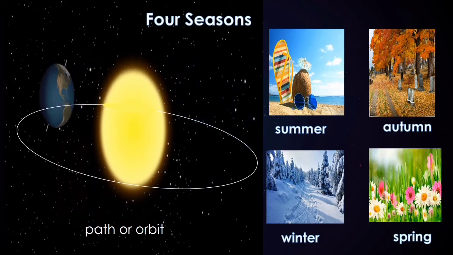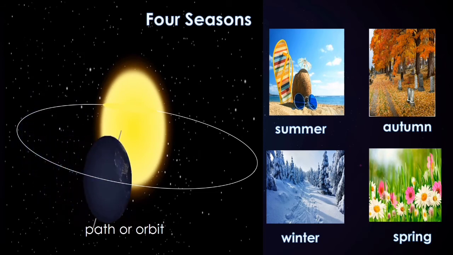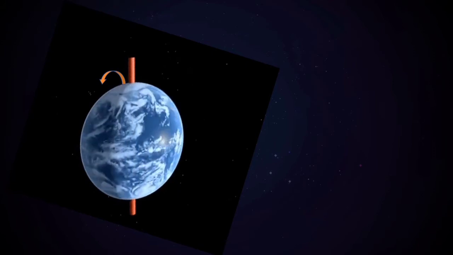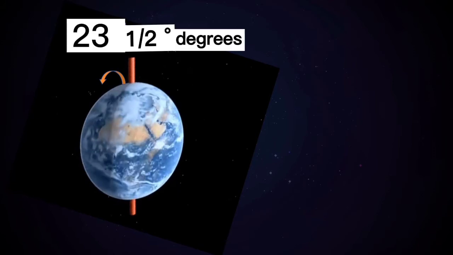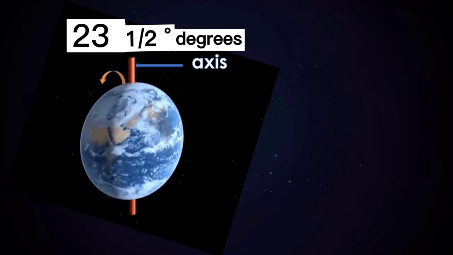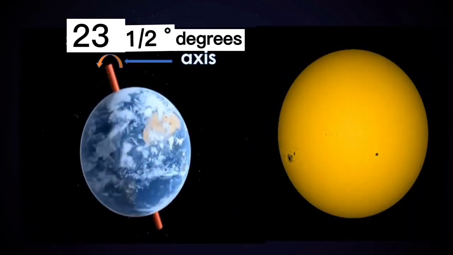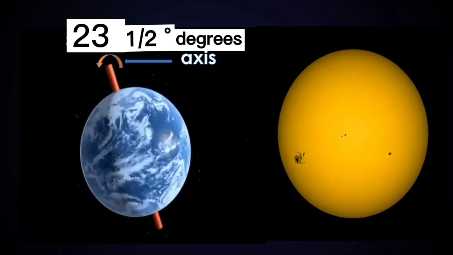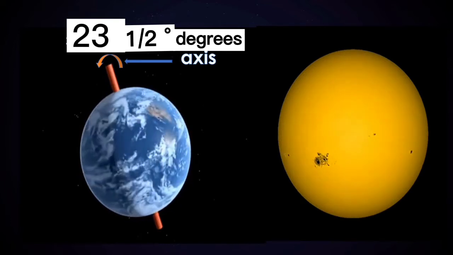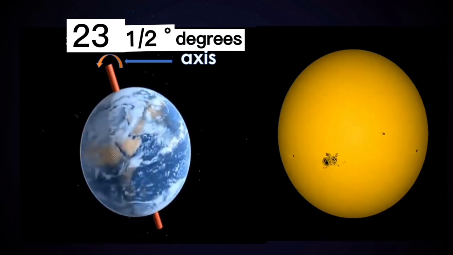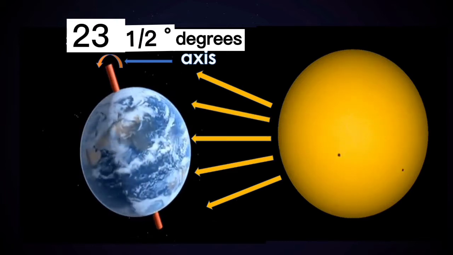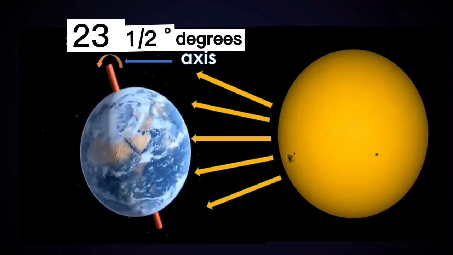So why are there 4 seasons in some countries? Different parts of the Earth have different seasons throughout the year because of the Earth's revolution and the tilt of its axis. The Earth tilts at 23.5 degrees. As the Earth moves around the Sun, the Earth's axis is always tilted in the same direction throughout the orbit. As a result, different parts of the Earth receive different amounts of sunlight at different times of the year.